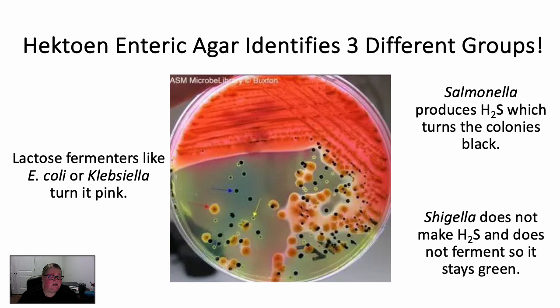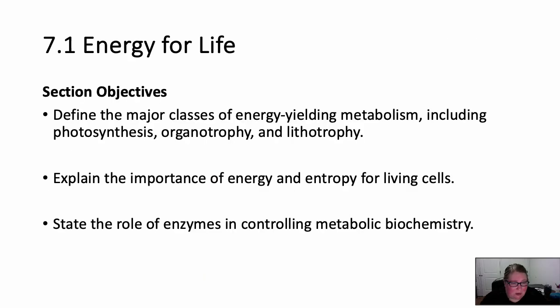In fact, most of our selective and differential plates are going to lean into these different metabolic properties that bacteria have in order to tell them apart. Okay, which leads us to chapter 7.1, where we talk about energy for life. So section objectives: we need to be able to define the major classes of energy yielding metabolism, including photosynthesis, organotrophy, and lithotrophy. Okay, you need to be able to explain the importance of energy and entropy for living cells. You need to be able to state the role of enzymes in controlling metabolic biochemistry. So we have a pretty fun analogy to help us with that last one from Dr. Burrows.